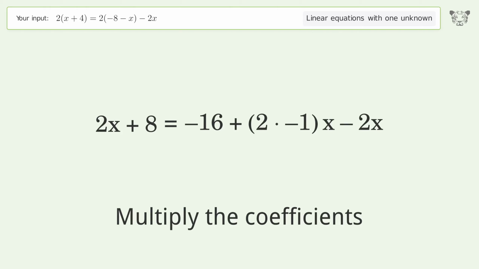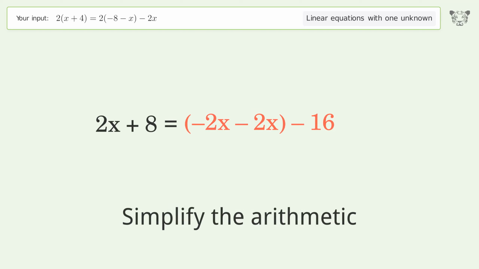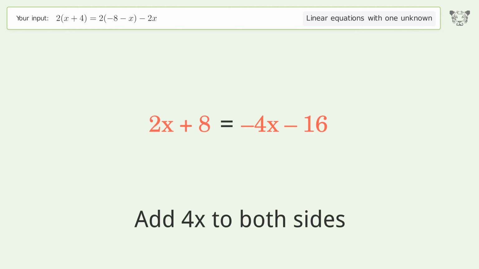Multiply the coefficients. Group like terms. Simplify the arithmetic. Group all x terms on the left side of the equation. Add 4x to both sides.